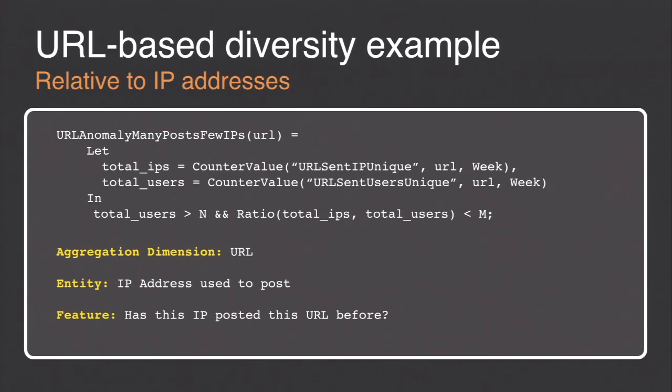And this works not just in the URL context. Let's say you're trying to detect suspicious page likes or suspicious follows to an account. You see a lot of follows to one account from a bunch of different users, but they only come from a small set of IPs. You know, like someone's kind of getting down to business there.